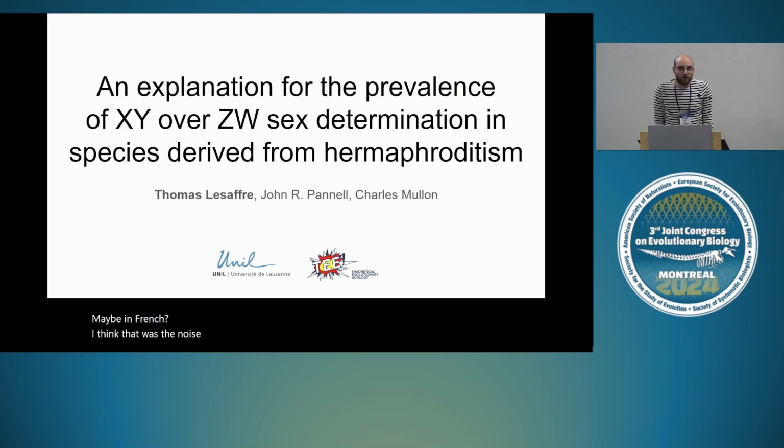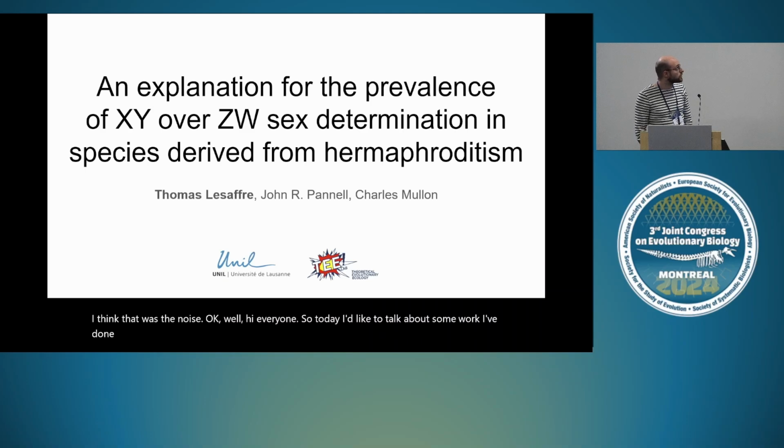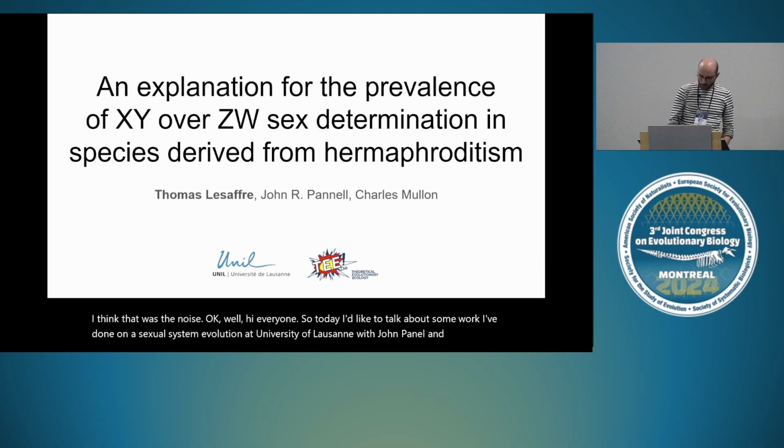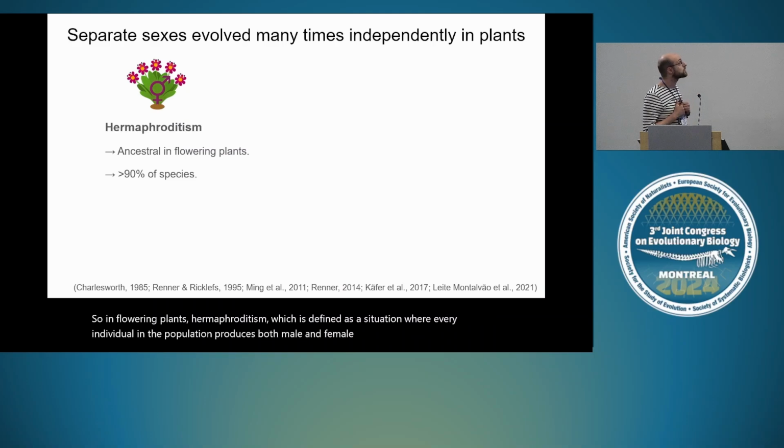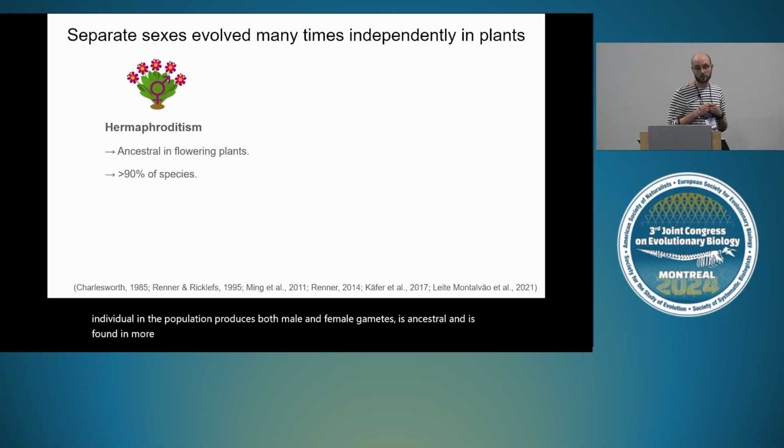Okay, well, hi everyone. So today I'd like to talk about some work I've done on sexual system evolution at the University of Lausanne with John Pannell and Charles Mullon. So in flowering plants, hermaphroditism, which is defined as a situation where every individual in the population produces both male and female gametes, is ancestral and is found in more than 90% of the species.